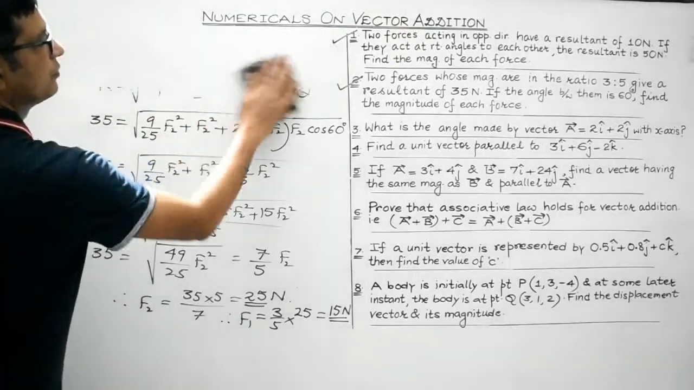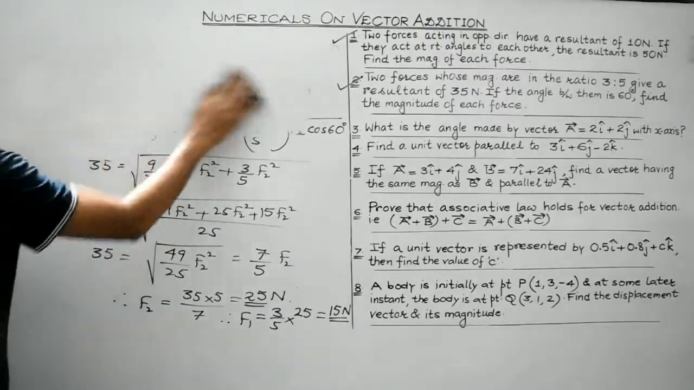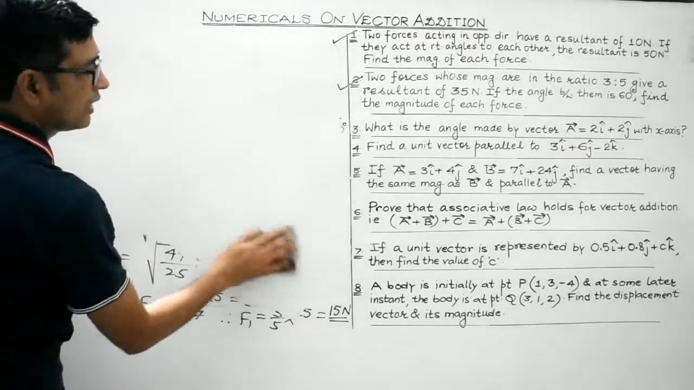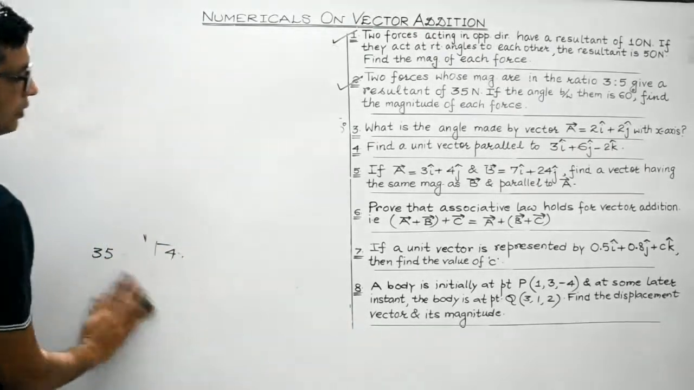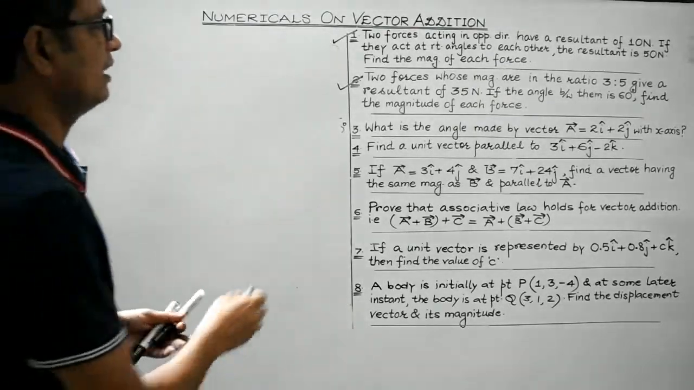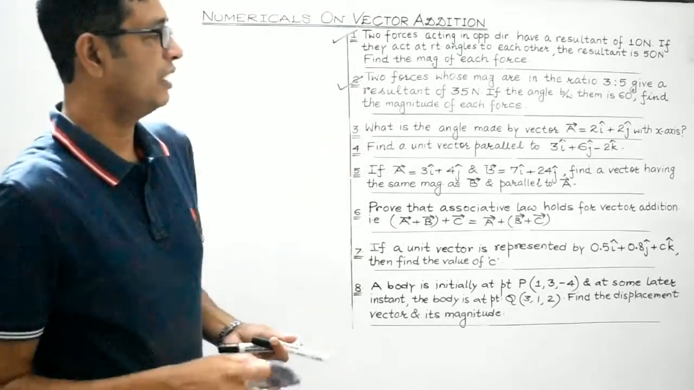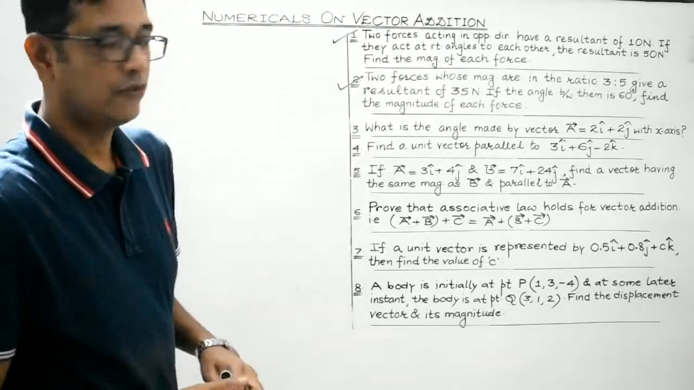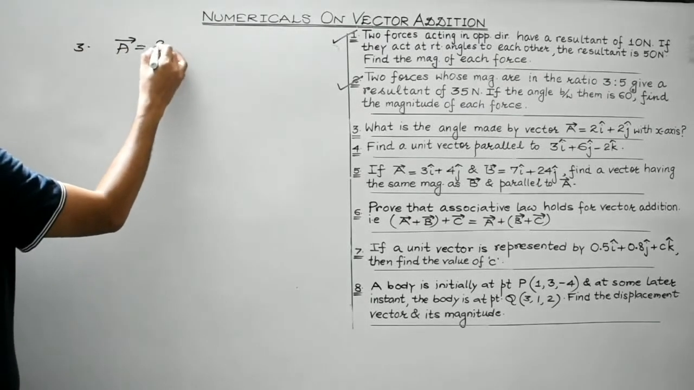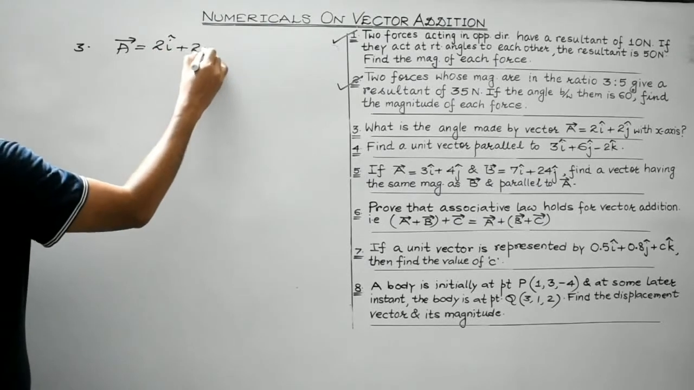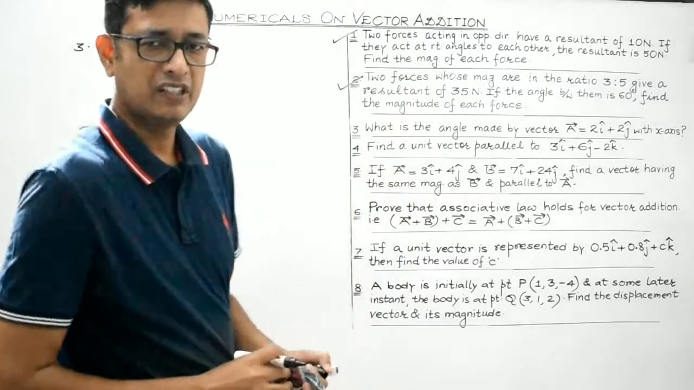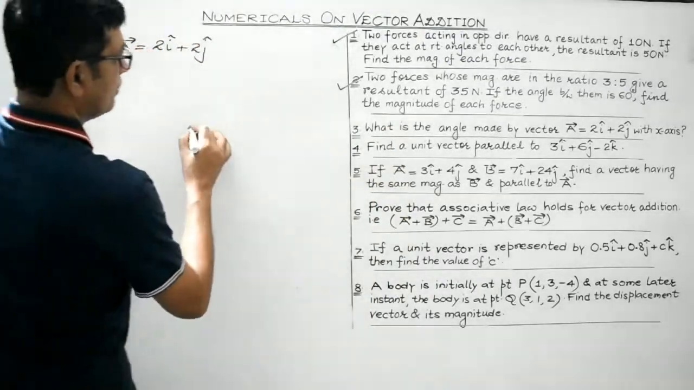Question number 3. Now question number 3 is, what is the angle made by this vector A vector equal to 2i cap plus 2j cap with x-axis? This we are supposed to find. What is the angle made by vector A vector equals to 2i cap plus 2j cap with x-axis? A vector is given. It is 2i cap plus 2j cap. There are various methods to solve this question, but here we'll be making use of a simple method.